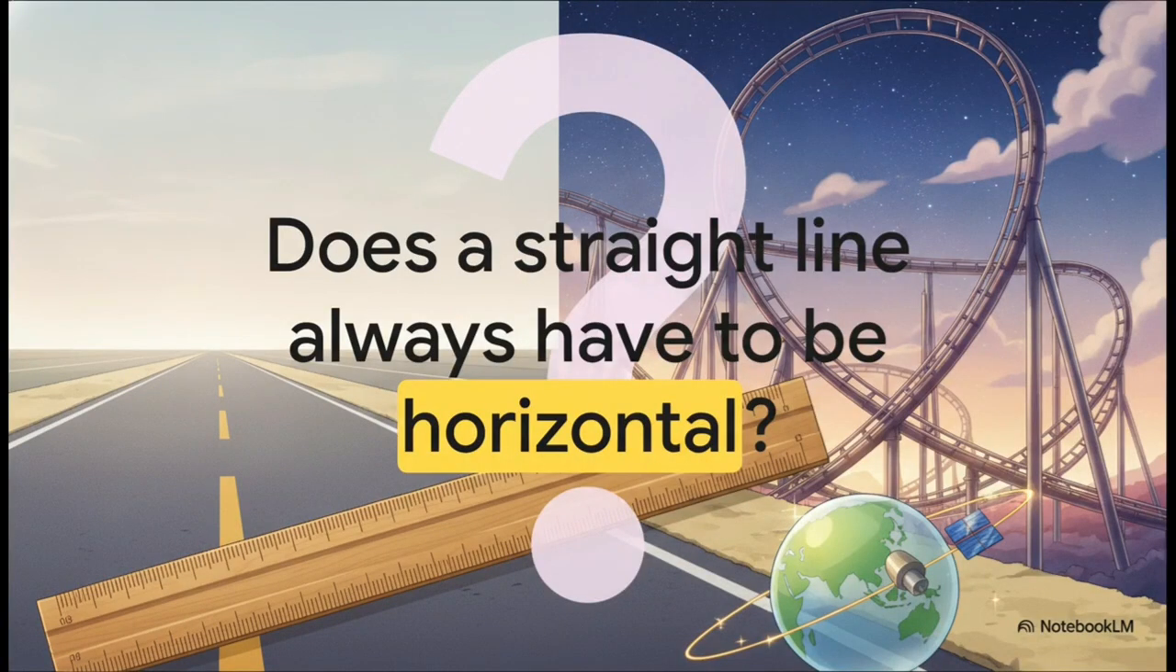So the really crucial point here is this question. Does a straight line always have to be horizontal? See, when we hear the phrase straight line, our brains usually default to a flat road, or maybe a ruler sitting on a desk. But physics? Physics isn't just about flat surfaces.